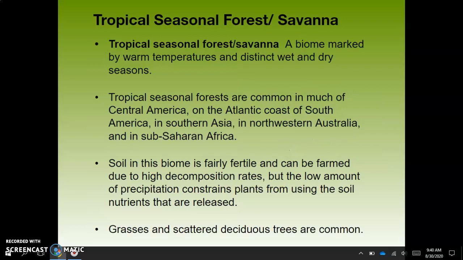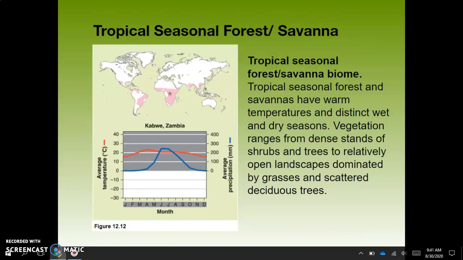A tropical seasonal forest, or a savanna, is a biome marked by warm temperatures and distinct wet and dry seasons. So these tropical seasonal forests are common in Central America, the Atlantic coast of South America, Southern Asia, Northwestern Australia, and Sub-Saharan Africa. The soil in this biome is fertile and can be farmed due to high decomposition rates, but the low amount of precipitation constrains the plants from using the soil nutrients that are released. And then the grasses and scattered deciduous trees are common.